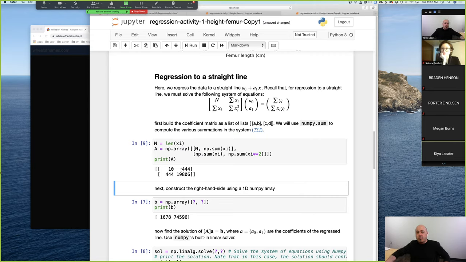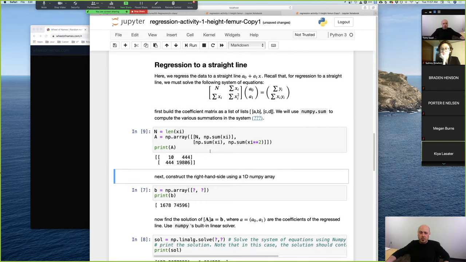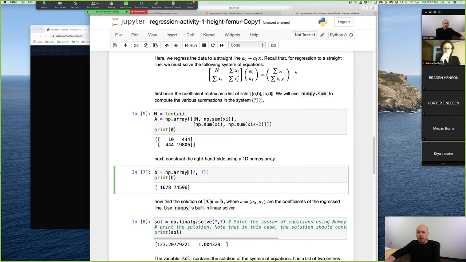As you would expect, these are constants, right? Because they're data given to you, sum xi and sum xi squared. They're just constants, okay? So that's why when you print A, the array, you get 10, 4, 4, 4, and 19,806. They're just numbers. All right, so now who's going to help me with the right-hand side, sum yi and sum xiyi?